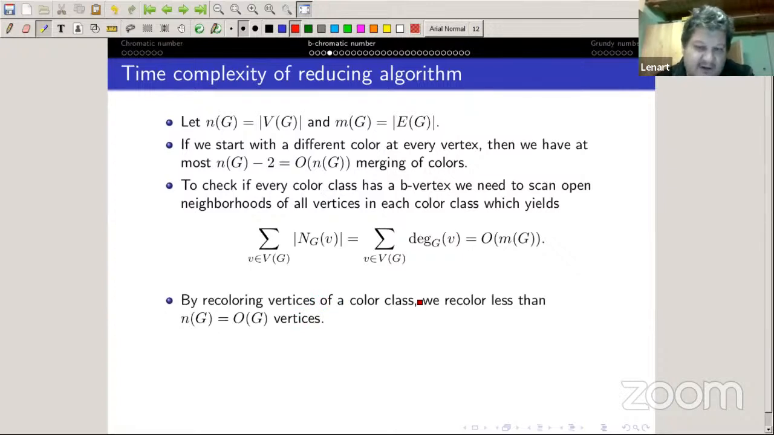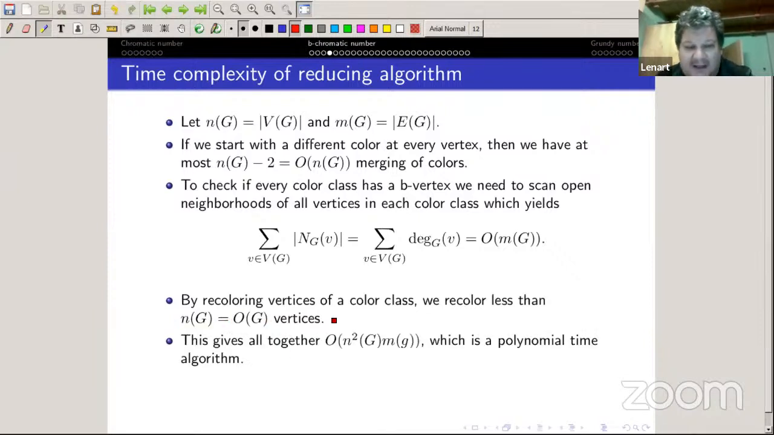And moreover, by recoloring vertices of a color class, we always recolor fewer than N of G vertices, and this is O of N of G again. So altogether, we have N squared times M, and as mentioned, this is too generous. We could reduce this further, but for us it is important only that it is polynomial.